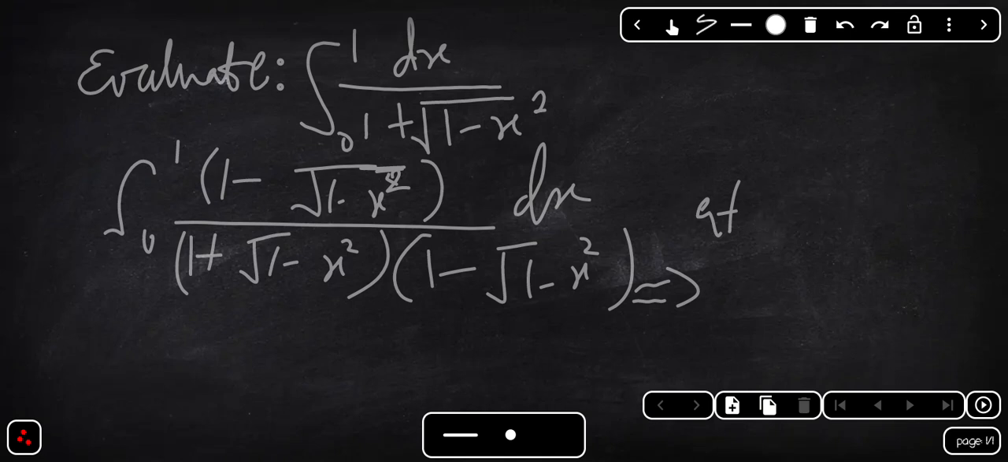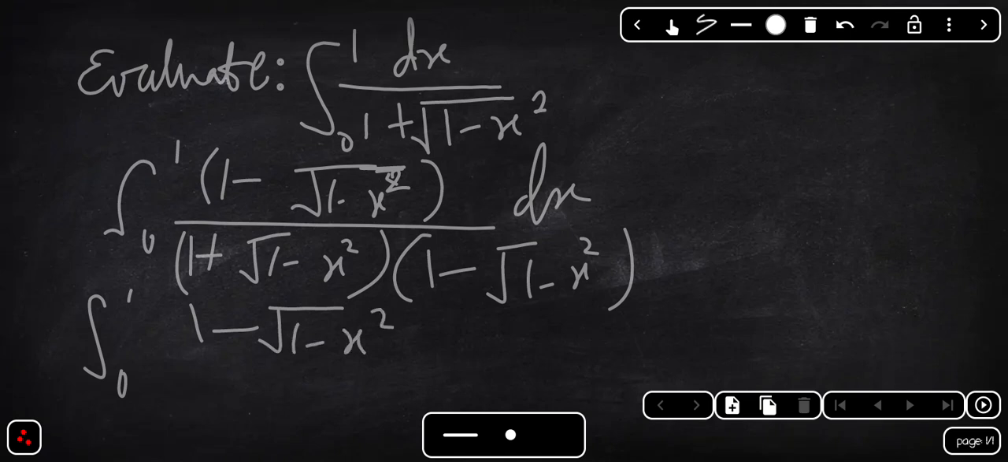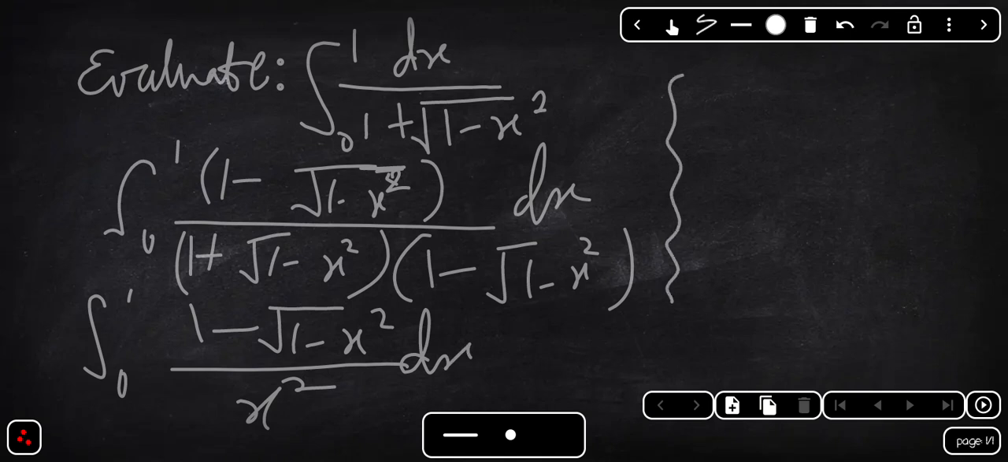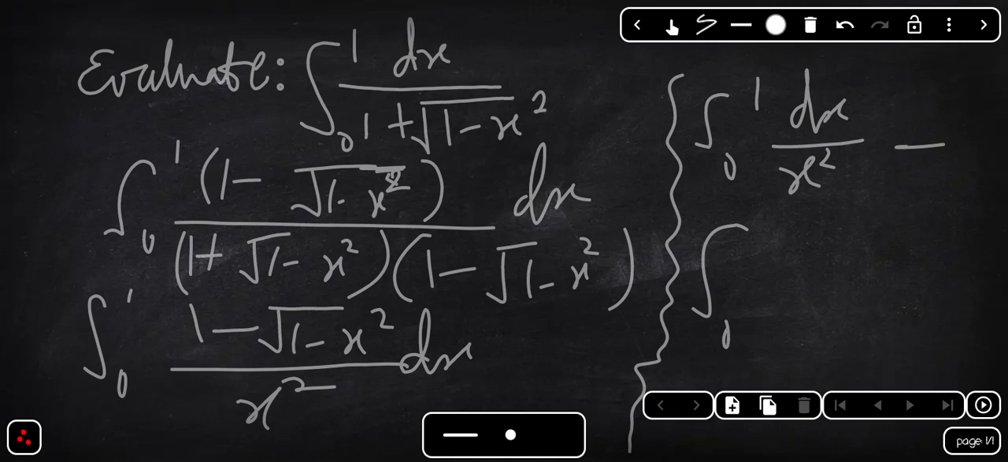All right, so our integral is going to become the integral from 0 to 1 of 1 minus square root of 1 minus x squared, over x squared dx. So we can apply linearity. If we apply linearity, we are going to have the integral from 0 to 1 of dx over x squared minus the integral from 0 to 1 of square root of 1 minus x squared over x squared dx.